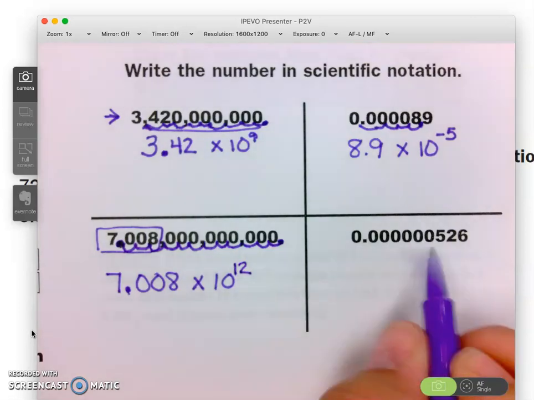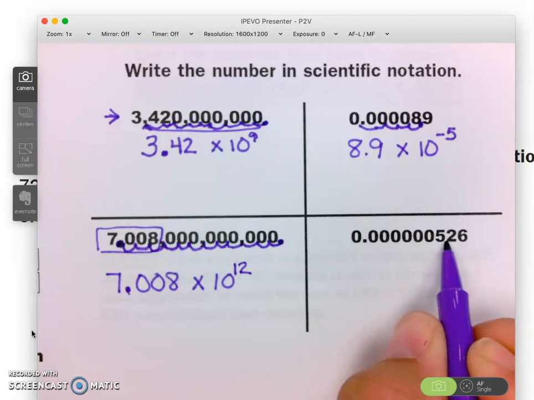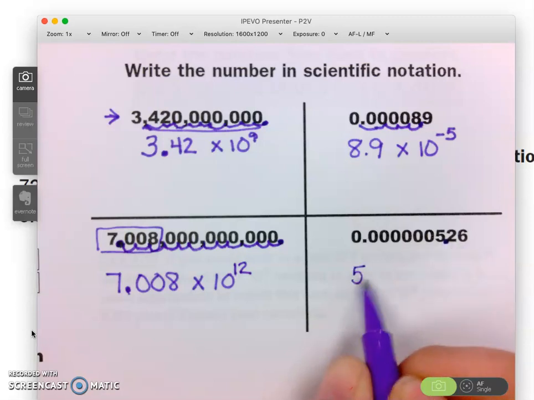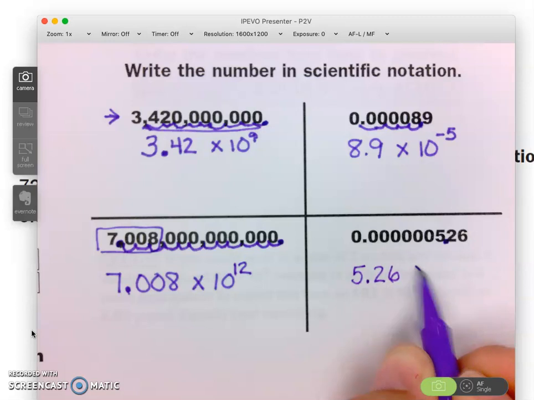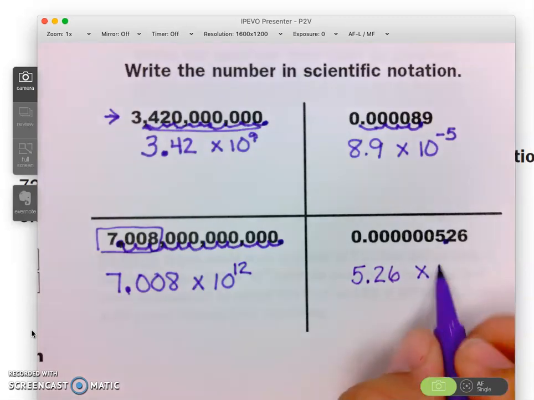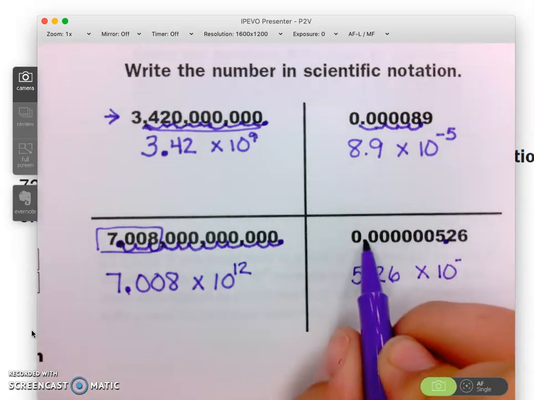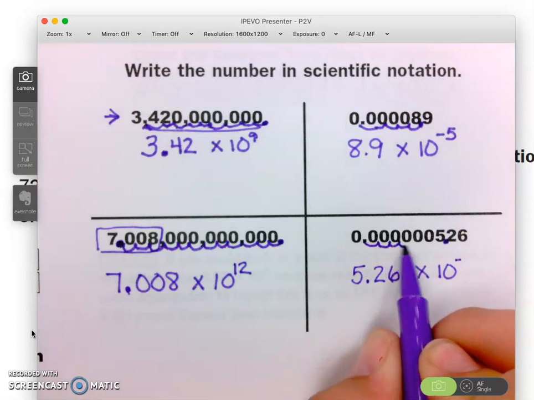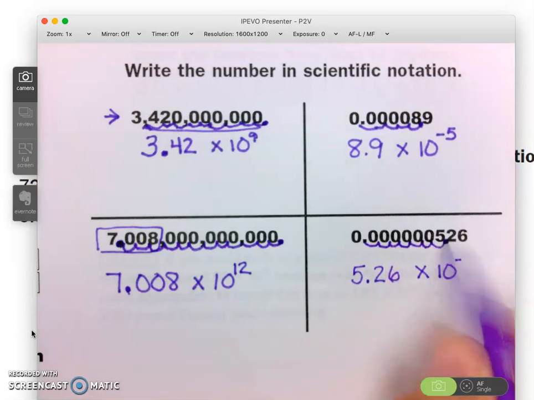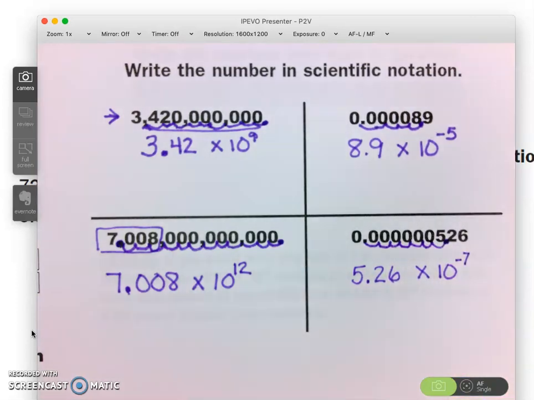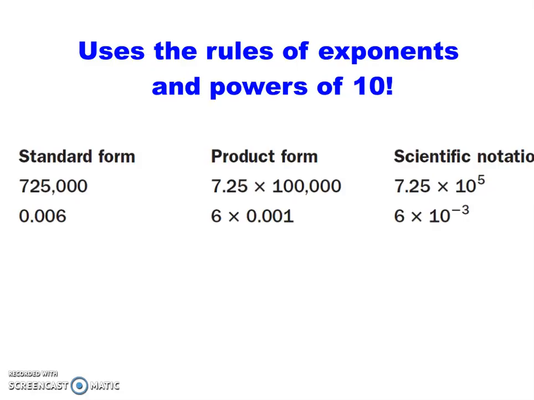Okay, this one, again, my decimal will need to be right here. 5.26 times 10. I'm going to make this number bigger, so I need to make this number smaller. So it's going to be a negative, and I need to count. 1, 2, 3, 4, 5, 6, 7. So negative 7. Okay.